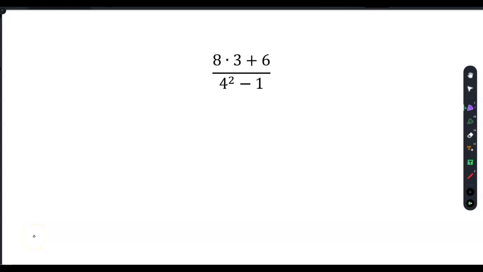So we have here example E, where we're going to use the order of operations to complete this problem. So this would tell us what order to do things in. So in general, we start with parentheses or grouping symbols, then exponents, then we do all of our multiplication and division from left to right, and then we do all of our addition and subtraction from left to right.